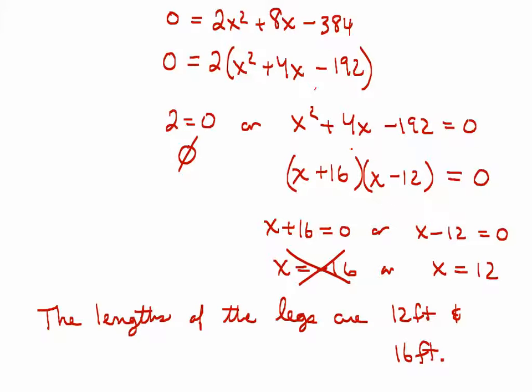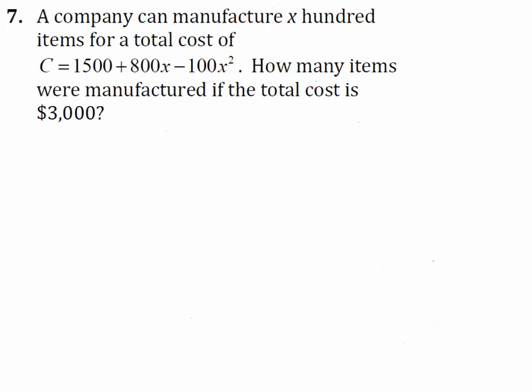All right, and then going on to two business problems here. Let's go with business applications here. All right, let's see. A company can manufacture x hundred items for a total cost of that equation there. How many items were manufactured if the total cost is $3,000?